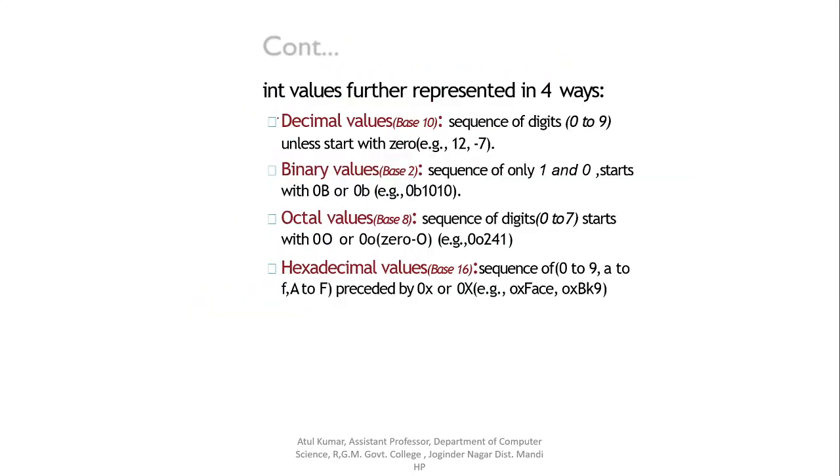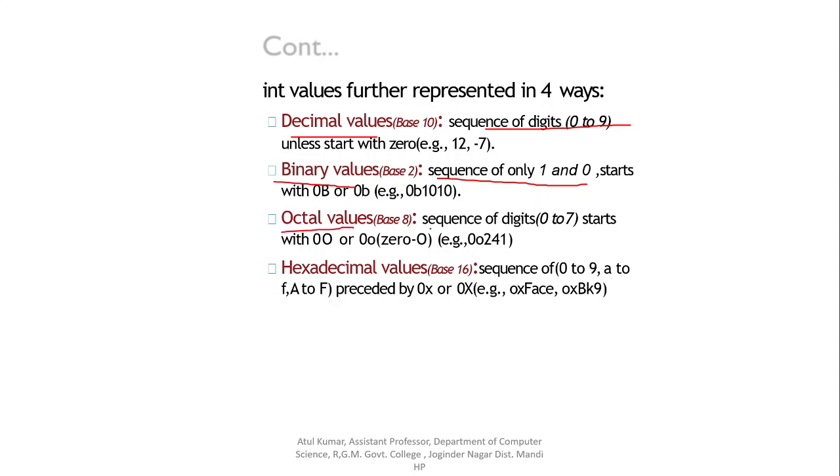So int values are further represented in four ways. The first is decimal value. It may be a sequence of 0 to 9. The second is a binary value. The binary value means the sequence of 1 and 0. So binary is basically either 1 or 0.